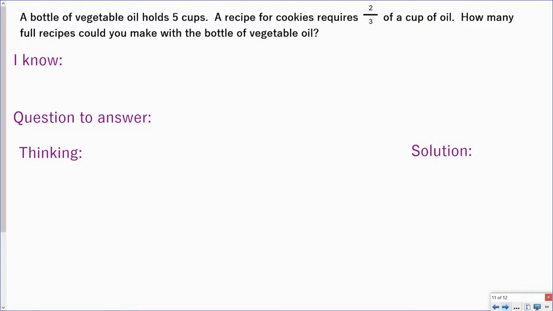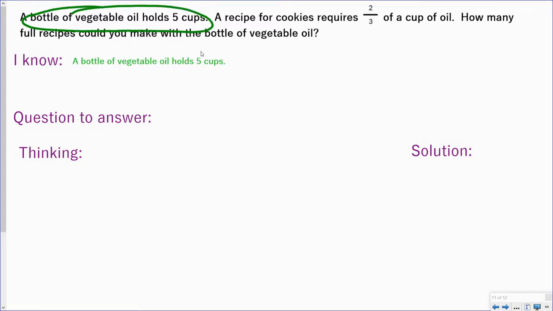Next one here says a bottle of vegetable oil holds 5 cups. A recipe for cookies requires 2/3 of a cup of oil. How many full recipes can you make with a bottle of vegetable oil? So again, what do I know? So I know a bottle of vegetable oil holds 5 cups. And we get that from right here.